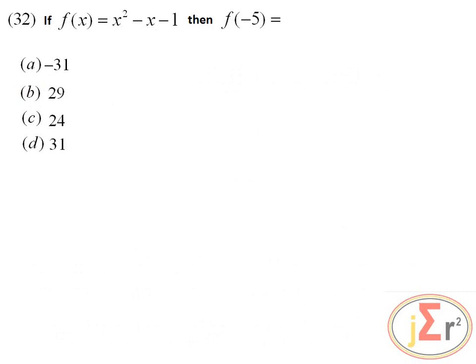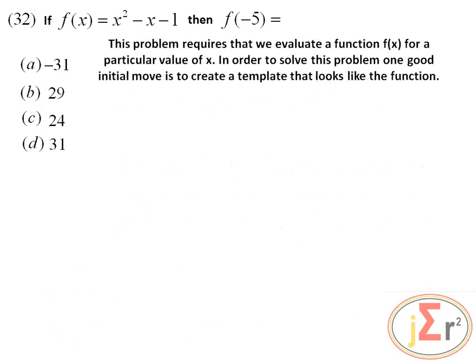If f of x is equal to x squared minus x minus 1, then f of negative 5 is equal to... This problem requires that we evaluate a function f of x for a particular value of x. In order to solve this problem, one good initial move is to create a template that looks like the function.